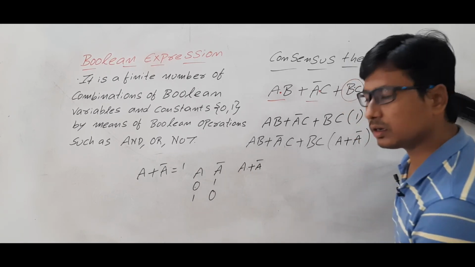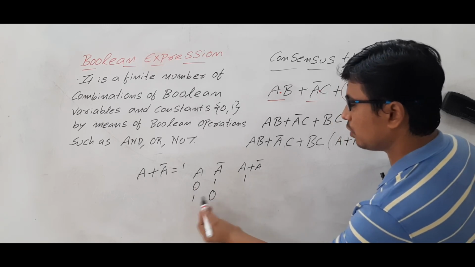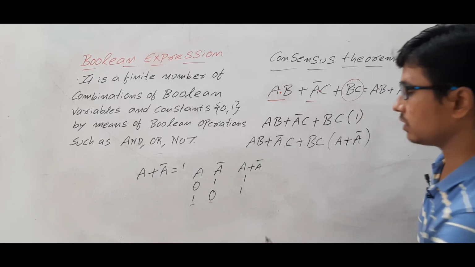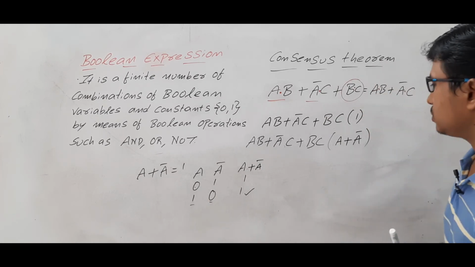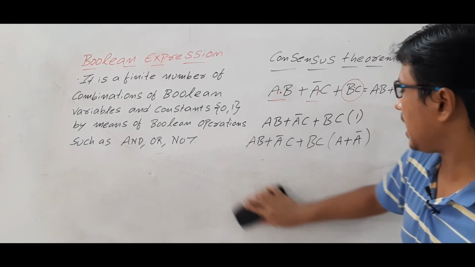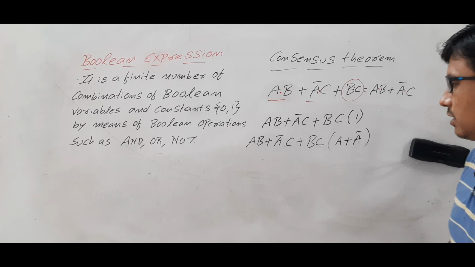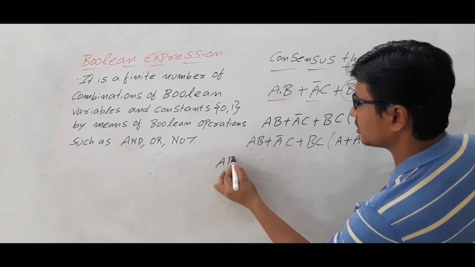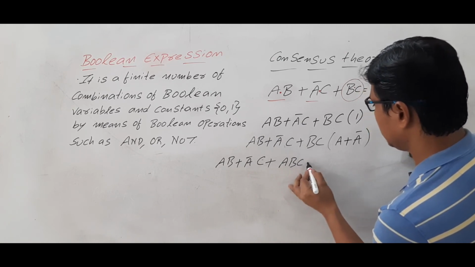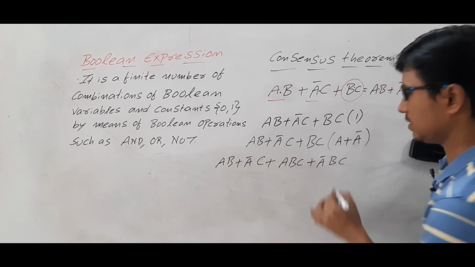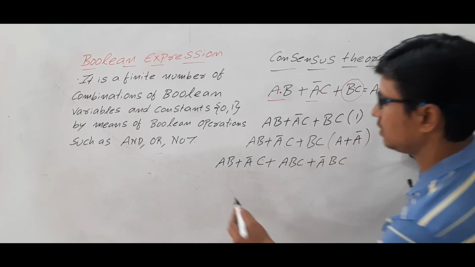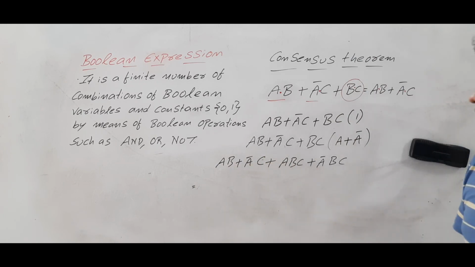So, A or A's complement: just make the or. 0 or 1 is 1. 1 or 0 is equal to 1. Am I right or wrong? If any one of the inputs is 1, you will get the output as 1. So I have made it as BC and A or A's complement. If I simplify it further, it will be ABC plus A's complement BC. Am I right or wrong? I have just used the multiplication.